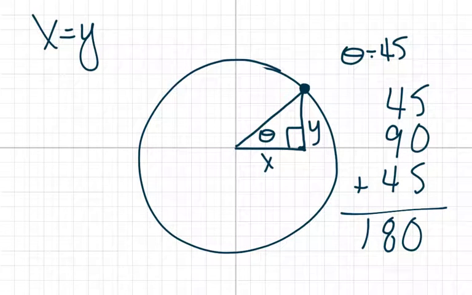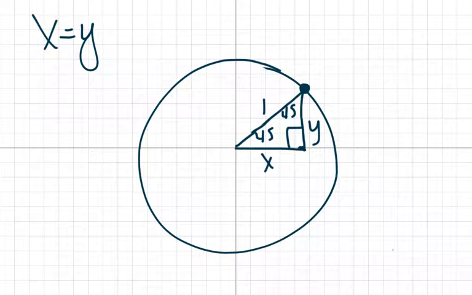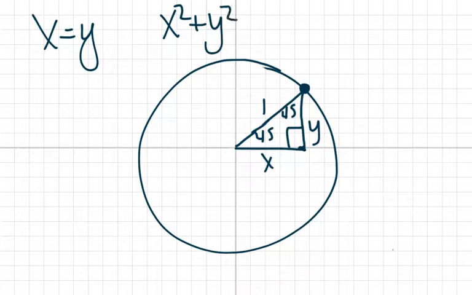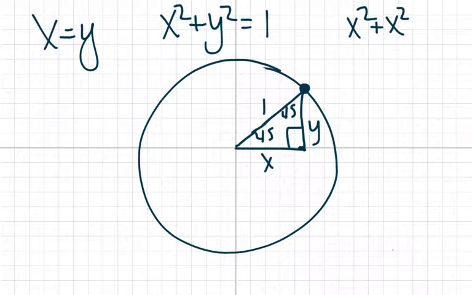And then I know that my hypotenuse is 1 because this is the unit circle, and the radius equals 1 for the unit circle. The equation of my unit circle is x squared plus y squared equals 1. So now, with these two equations, I have two variables, so I can create a system to solve for my variables. I'm just going to substitute my x in for y, so that I get x squared plus x squared equals 1. And I'm going to solve for x.